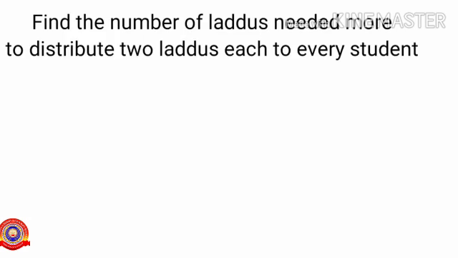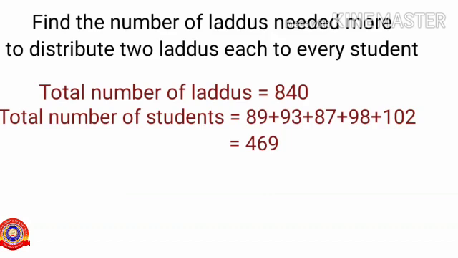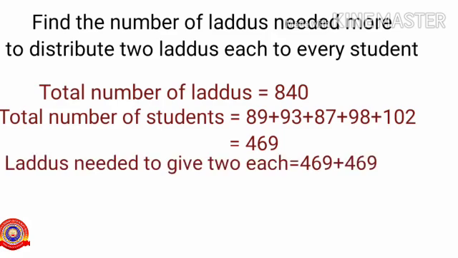Children, listen to this question. Find the number of laddus needed more to distribute 2 laddus each to every student. Children, you know total number of students 469. If 1 laddu is given to each student, we need only 469 laddus. But if 2 laddus are given to each student, we need double of 469. That is 469 plus 469.